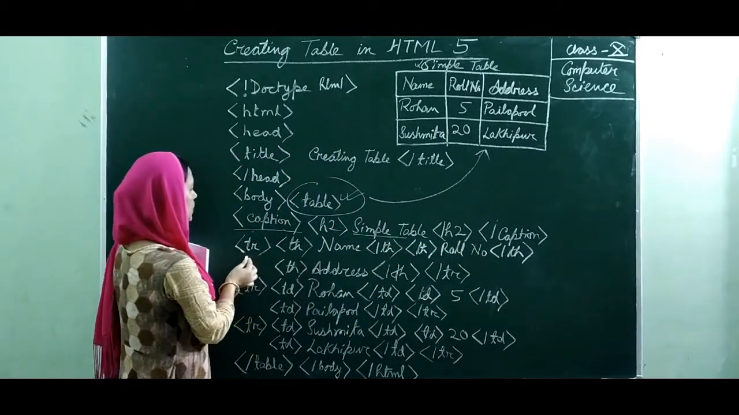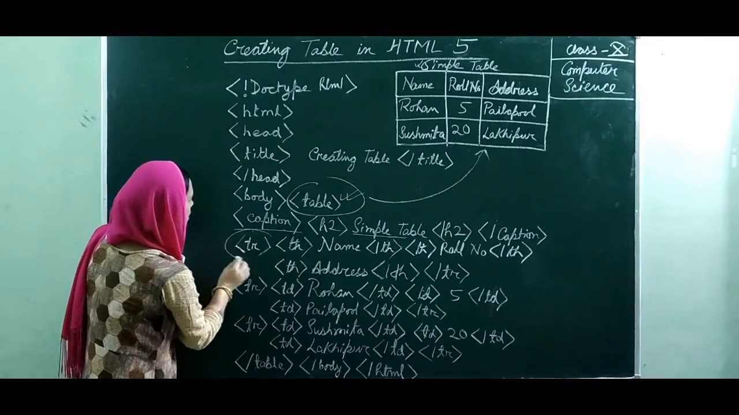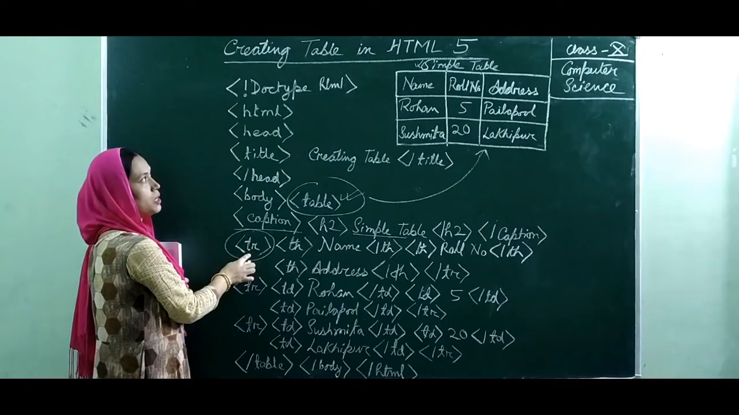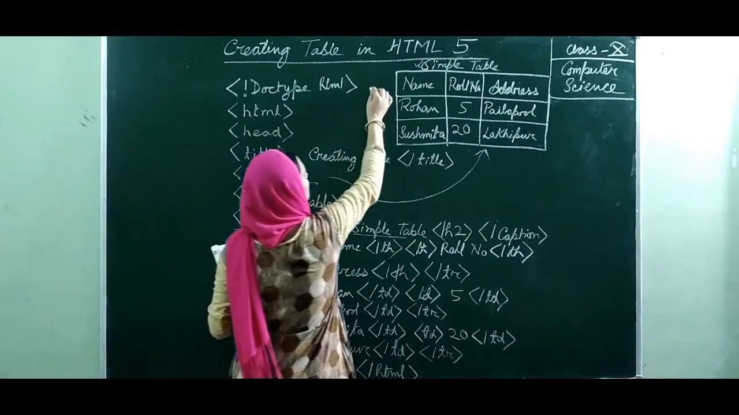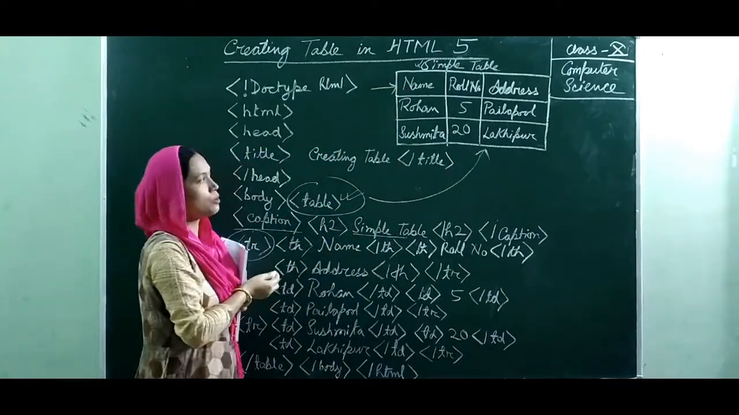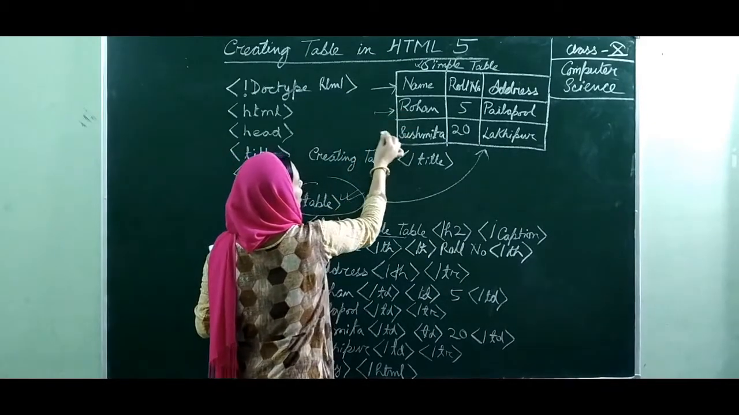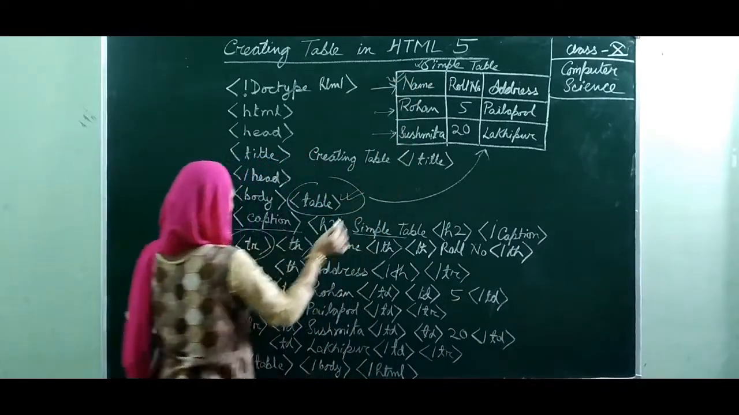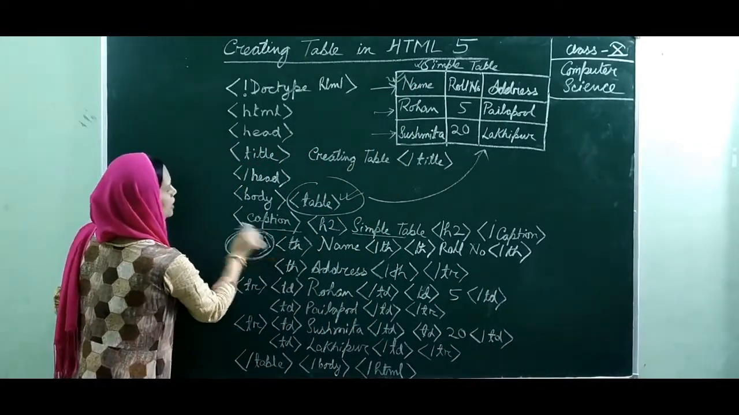After that, we begin the TR. TR means table row, and it is used to create a table row. Like here, this is one row. Here, this is the second row, and here, this is the third row. So this row has been created with the help of this TR tag.